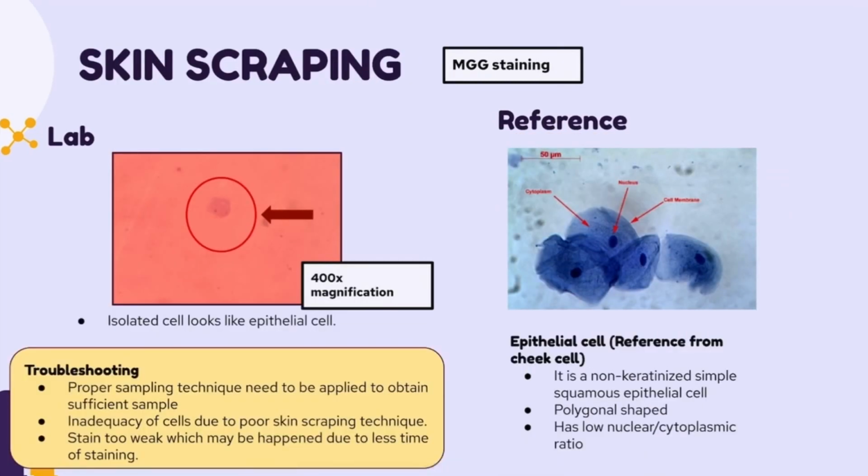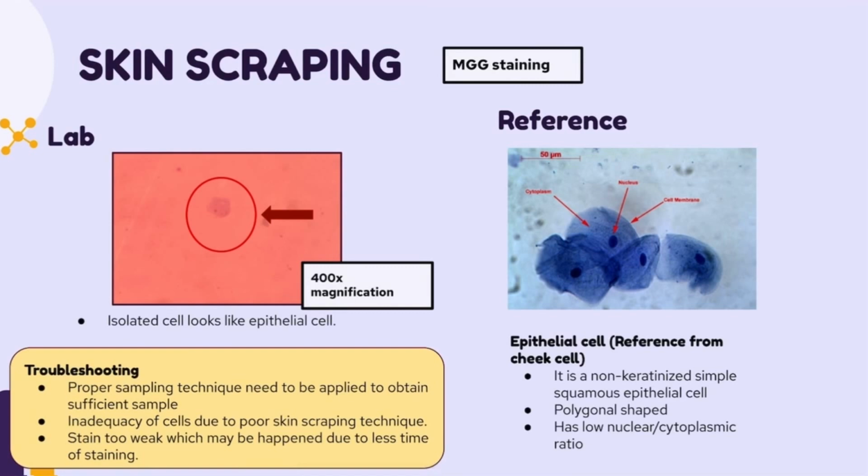For skin scraping sampling, we observe an isolated cell that look like epithelial cell with MGG staining. However, we need to troubleshoot for further better observation. While troubleshooting, we found that proper sampling technique need to be applied to obtain sufficient sample.